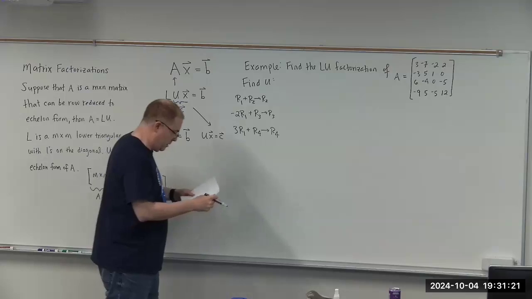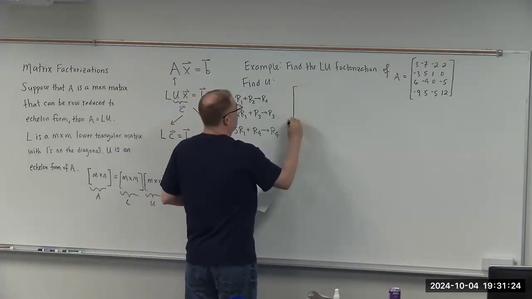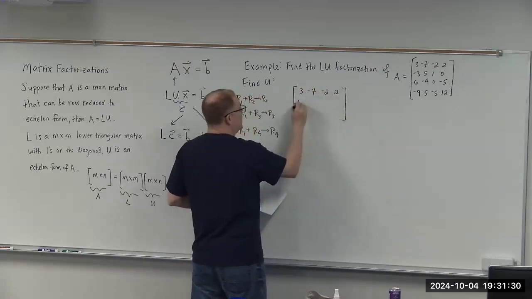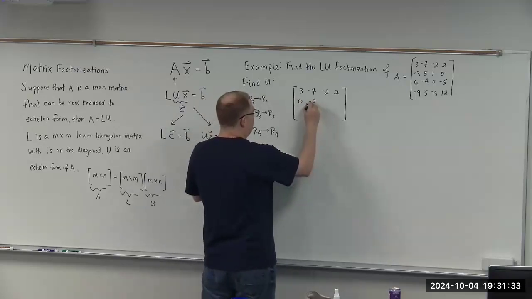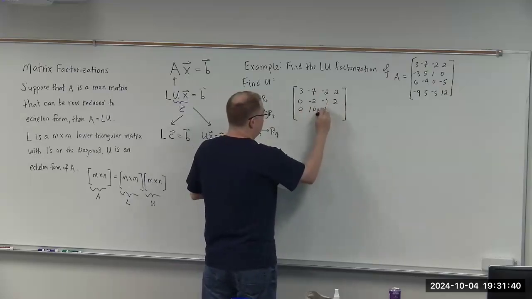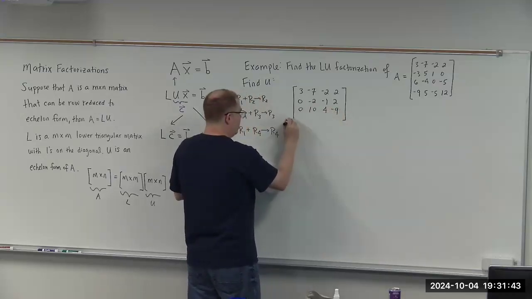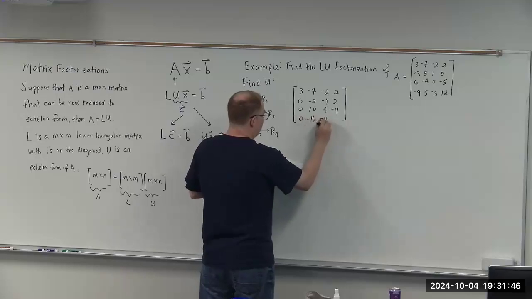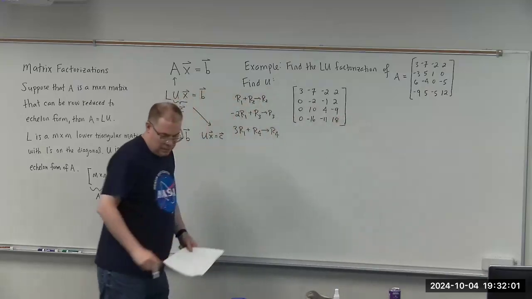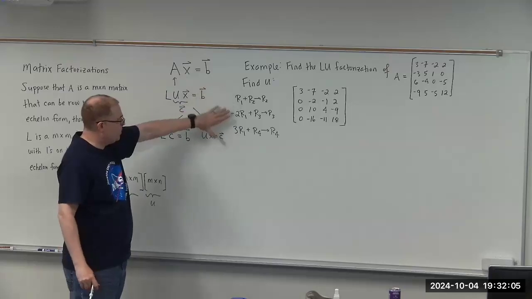Okay, so going through those, we end up getting this. We have 3, minus 7, minus 2, 2. So that's going to give us 0 here. And we get minus 2, negative 1, 2. Here we get 0, 10, 4, negative 9, 0, minus 16, negative 11, and 18. So that's the result of doing these first three row operations.